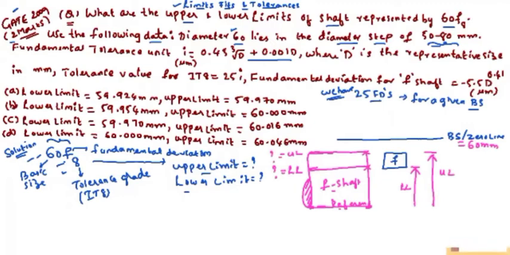For these kind of questions, the fundamental deviation will be given in the question itself. It is given as minus 5.5 D whole power 0.41. So what is the fundamental deviation? As per the definition, we know that fundamental deviation may be either the upper deviation or lower deviation, whichever is nearer to the basic size. So let us write the definition.